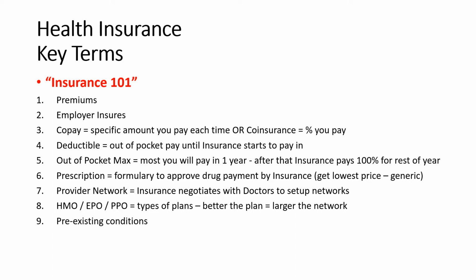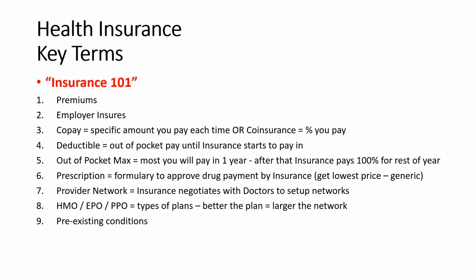Number three, the two ways we start to deal with costs. Typically, you pick between a copay or a coinsurance. A copay is every time you go to the doctor's office, you make an agreement to pay a specific amount. Let's say that's $20 every time. Or you can do a coinsurance where it's a percentage of the cost of that visit. You figure out what's best for you.